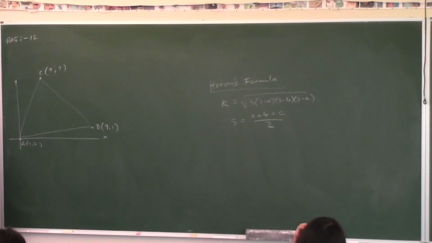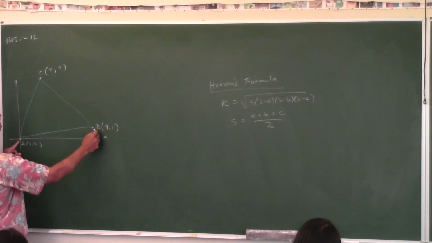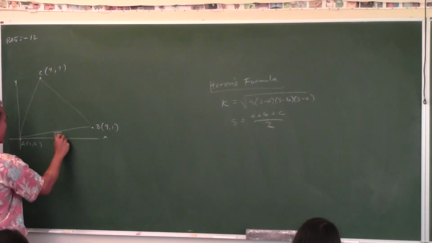We just did it in the previous problem. You used the distance formula. Okay, can we do this? Let's do this as quickly as we can. Square root of 82. Square root of 82.